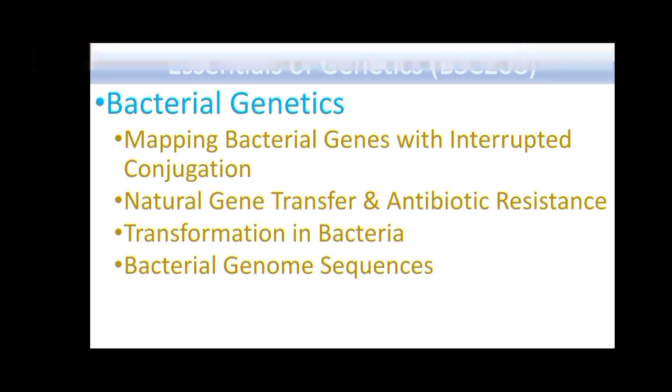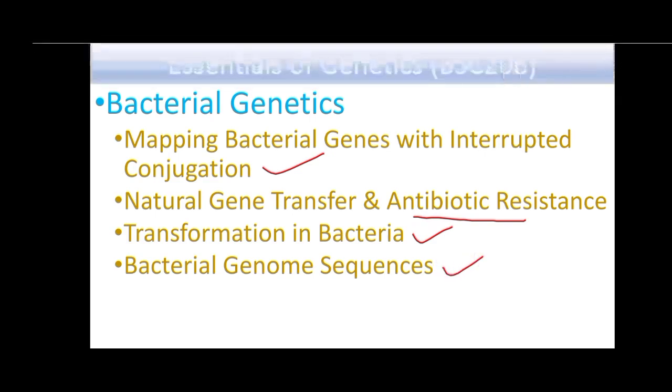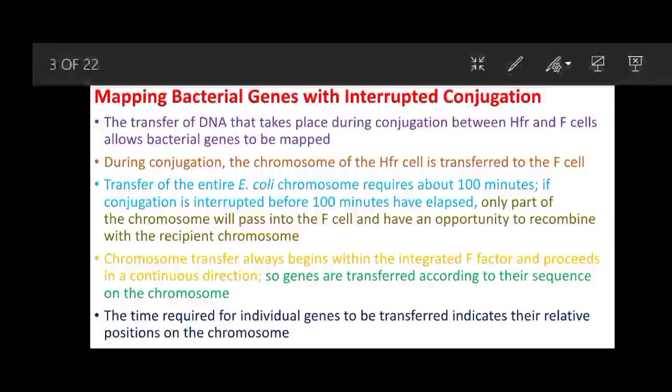Dear students, today we are going to study the remaining part of bacterial genetics, and in today's lecture we will look at the mapping of bacterial genes with interrupted conjugation, then natural gene transfer and antibiotic resistance, and after this transformation in bacteria and bacterial genome sequences. So first of all we will look at the mapping of bacterial genes with interrupted conjugation.